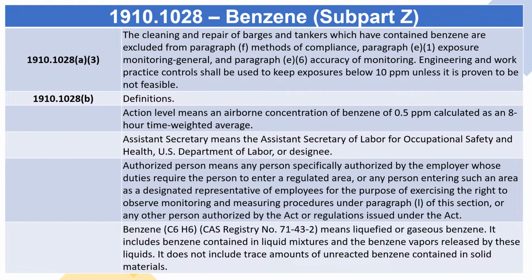Benzene, C6H6, CAS Registry No. 71-43-2, means liquefied or gaseous benzene. It includes benzene contained in liquid mixtures and the benzene vapors released by these liquids. It does not include trace amounts of unreacted benzene contained in solid materials.